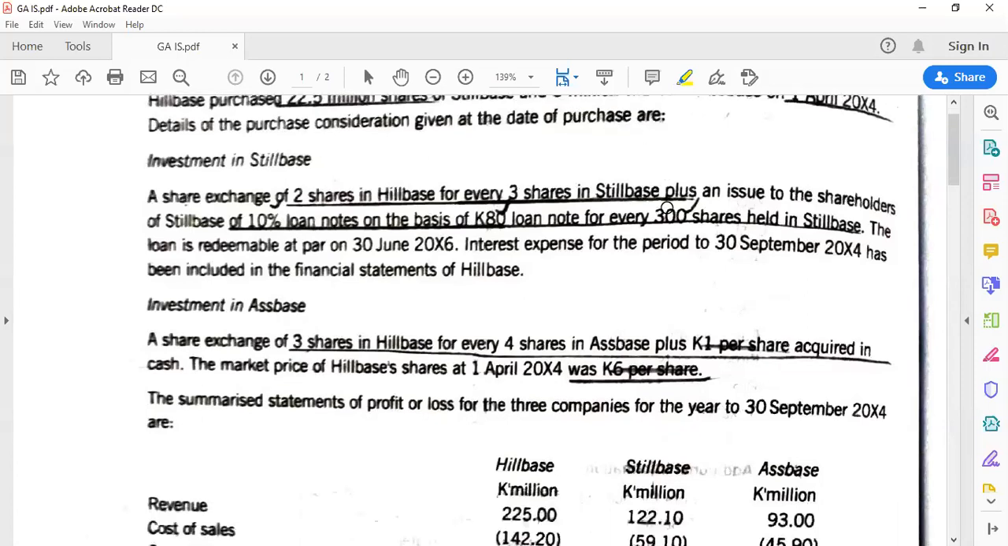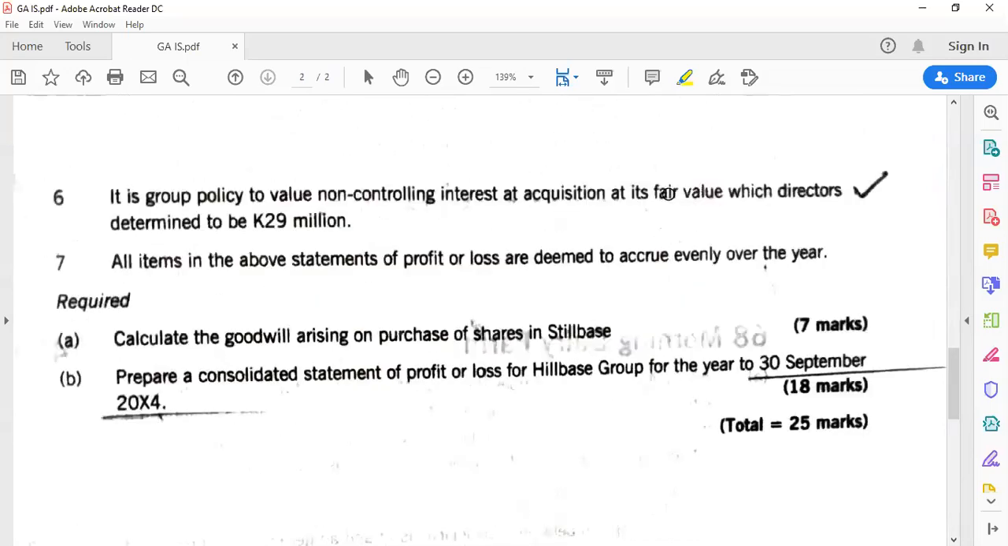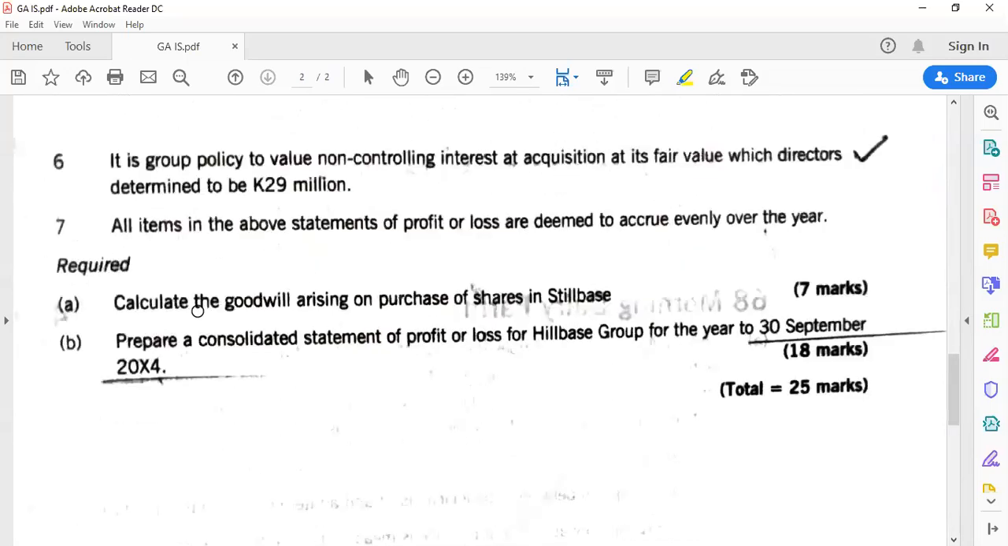So go down and see the requirement. What is the requirement? You are required to calculate number one, the goodwill, which is 7 marks, very easy 7 marks. And then also see the reporting date. The reporting date is 30 September 2024.